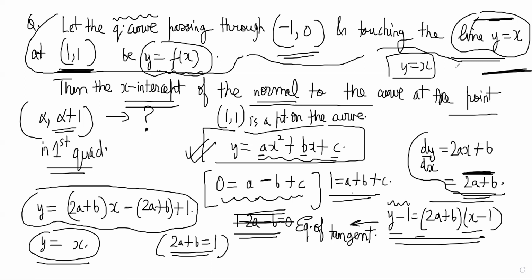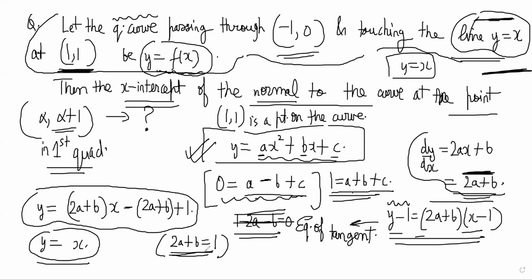Do you understand? A, B, C can be found out based on this much information. There are three equations. A plus B plus C is 1, A minus B plus C is 0, 2A plus B is 1. Is it clear?